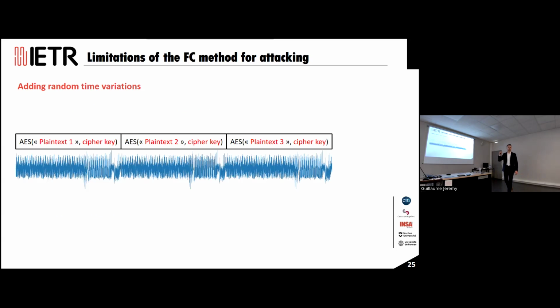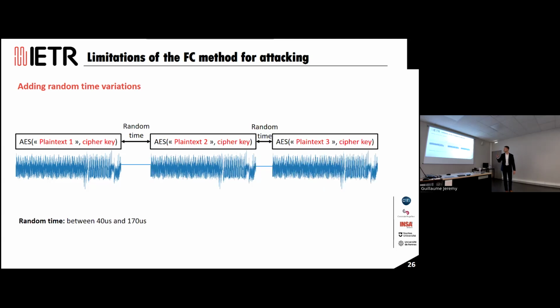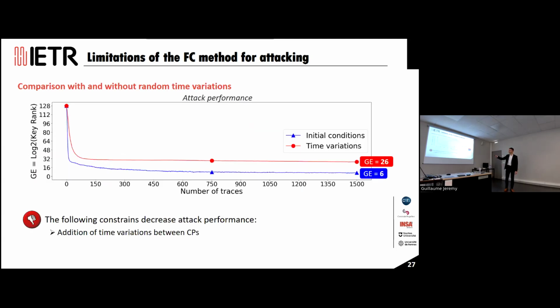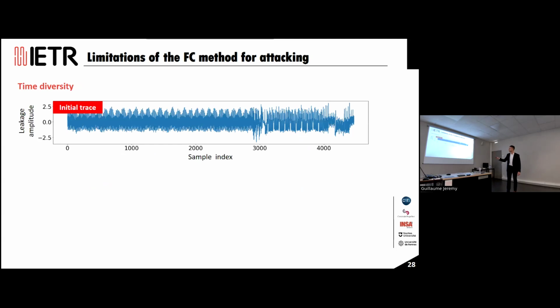So in the initial condition, we have the victim compute multiple cryptographic processes recursively. And now we are going to voluntarily add random time variation between the execution of the different cryptographic processes. And when we do this, we can observe with the red curve that the performance of the attack is decreased. The Gaussian entropy increases.